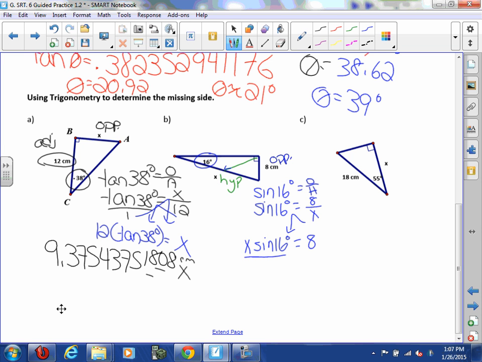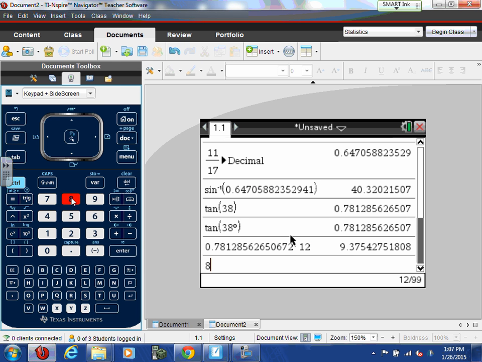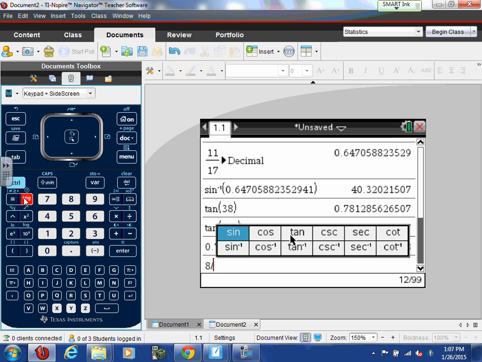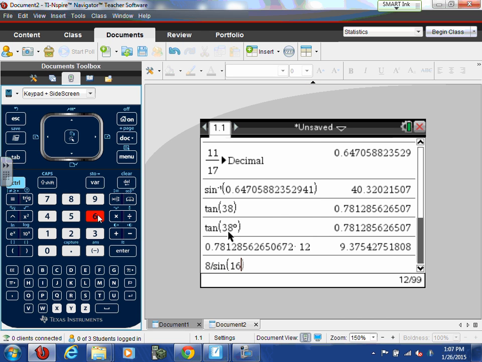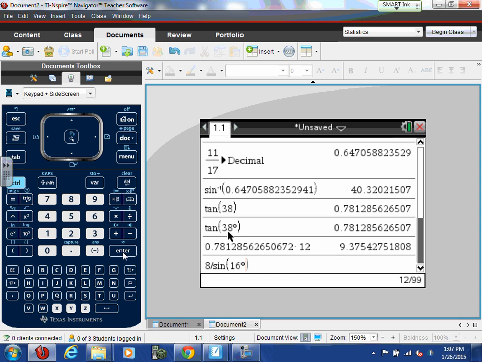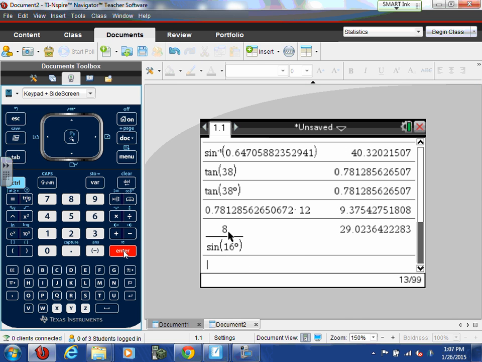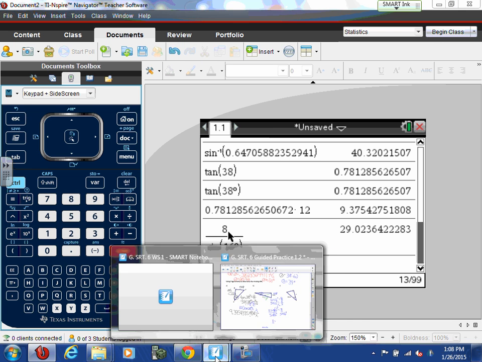Divide by sine 16 degrees. All right, so handy dandy calculator. 8 divided by sine 16. I'm going to play it safe. Degrees. Enter. You get that? 29.02364. Beautiful. Write the whole thing out. 29.023642223. It didn't say to round, so I leave it, but label it centimeters.